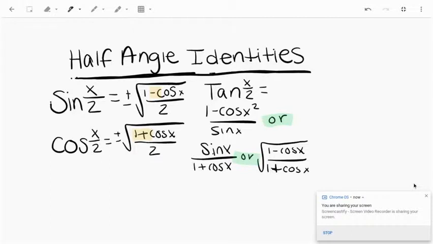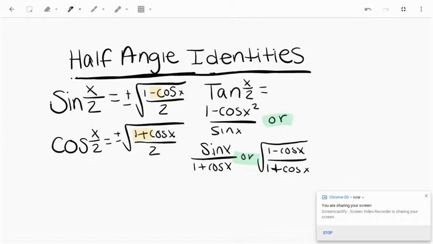So, today we are going to be learning about half-angle identities for the functions of sine, cosine, and tangent. These are for non-unit circle questions. The formula to solve the sine function is as follows. Sine of x over 2 equals plus or minus the square root of (1 minus cosine x) over 2.